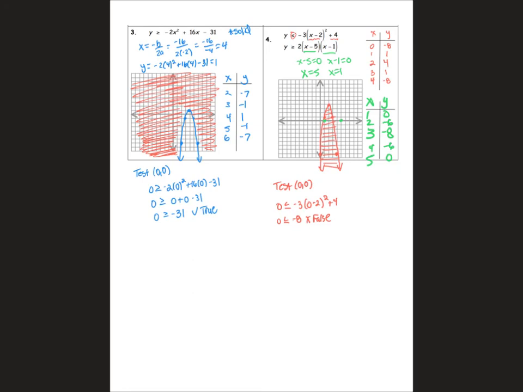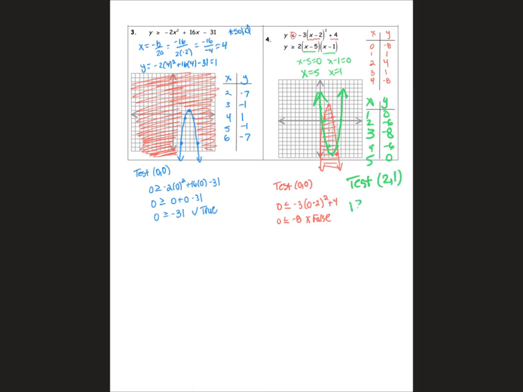So we got 1, 0 and 5, 0 already plotted. Let's plot 2, negative 6, 2, 3, 4, 5, 6. And then 4, negative 6. And 3, negative 8. And this is also solid. Look at the inequality. It's equal to. Test a point. Maybe I test 2, 1.